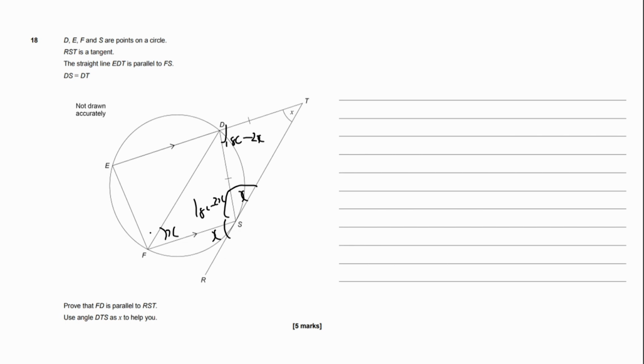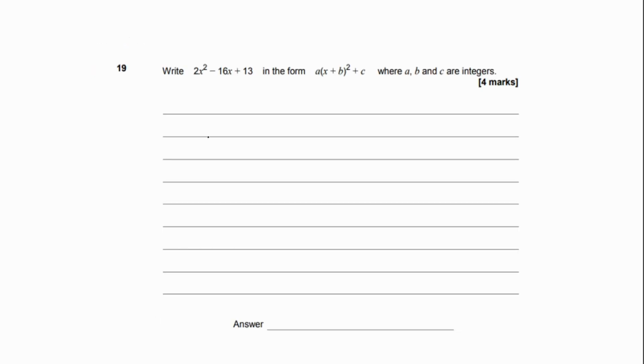If this is x, then this also is x because they're alternate angles. And if this is x, then this also must be x. Again, like here, 2x, 180 minus 2x plus 2x obviously gets you 180 again. And there you go. Now, you see we have alternate angles throughout. And that means that if you have angles which are equal to each other, and it's reversible, FD has to be parallel to RST for all of this to be true, and it must be true.